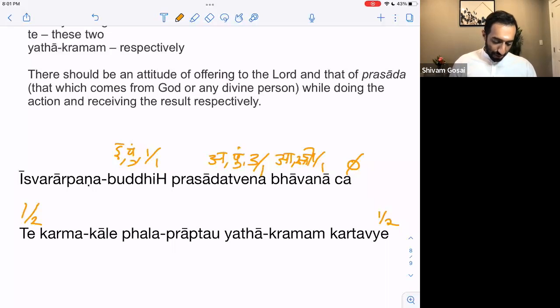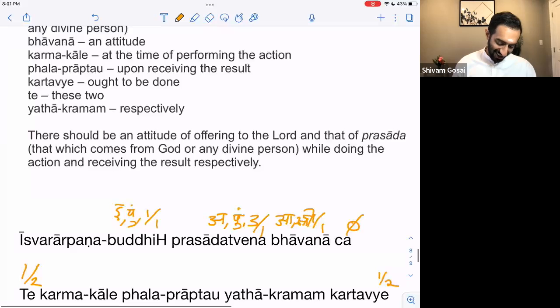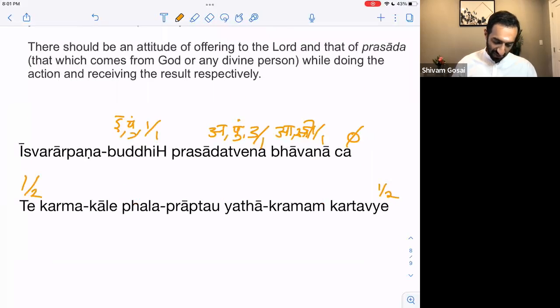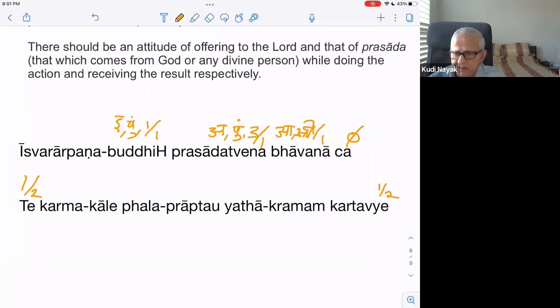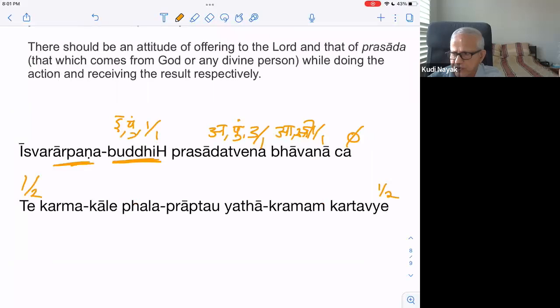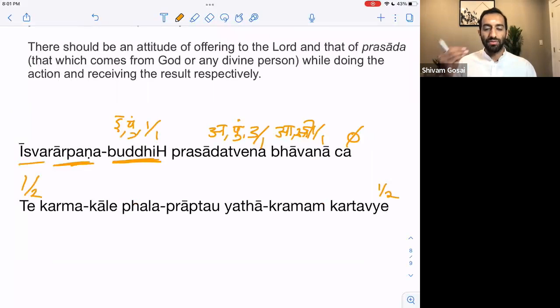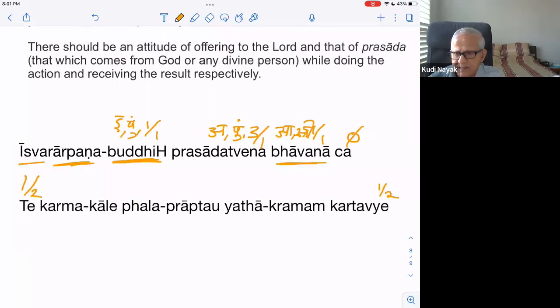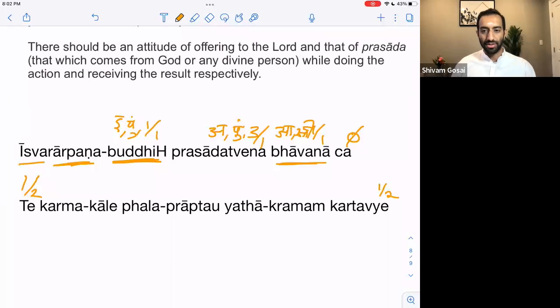So Ishwarapana Buddhihi, the meaning: the attitude of offering to Ishwara. And Bhavana is the same as Buddhi here, so it's the attitude of receiving as prasada from Ishwara. So there's the attitude of offering to the Lord and the attitude of prasada. Perfect. Thank you.